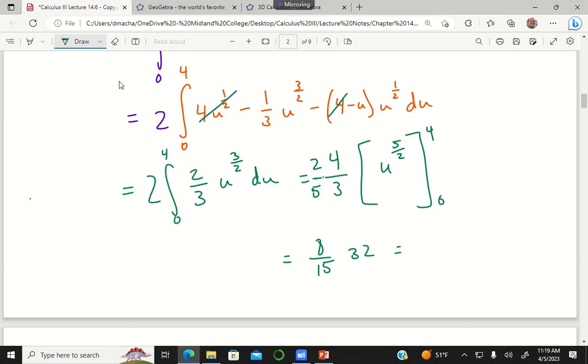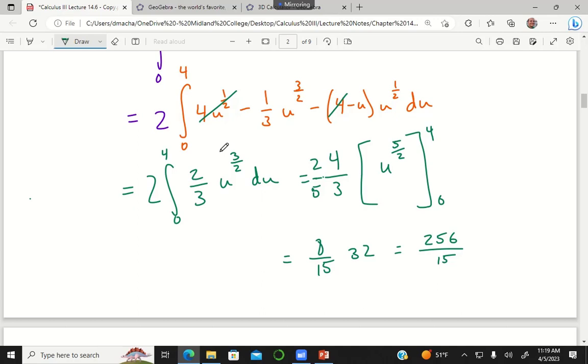And 8 times 32 would be 64, 256 over 15. And for some reason, I thought surely this volume would be irrational.